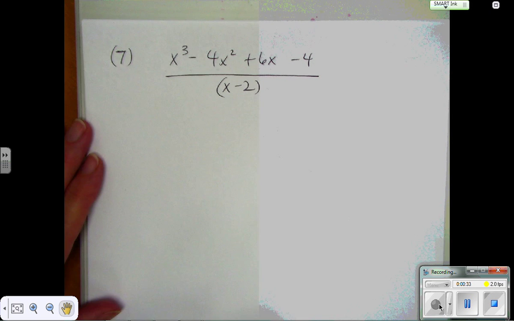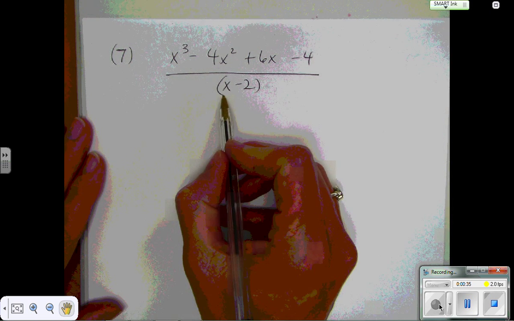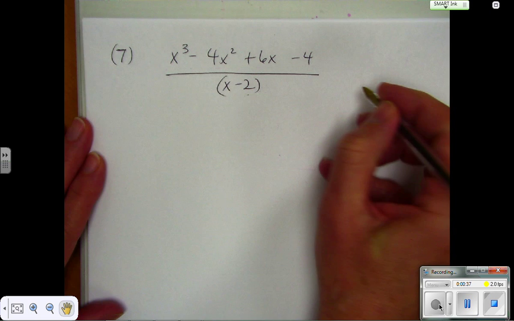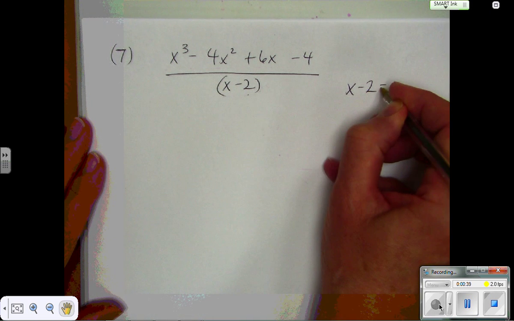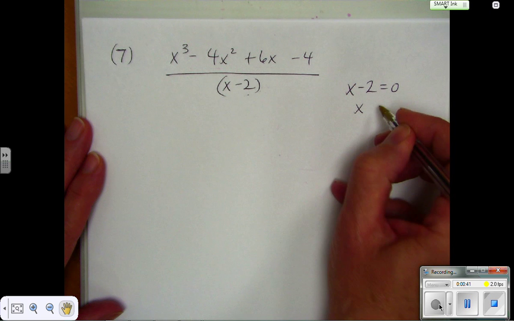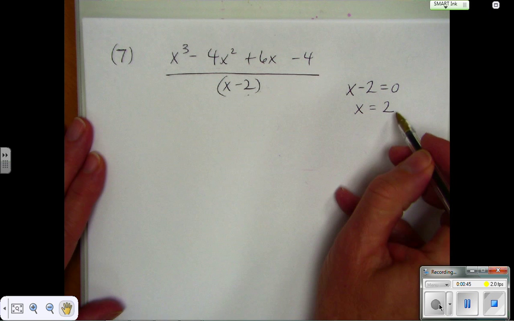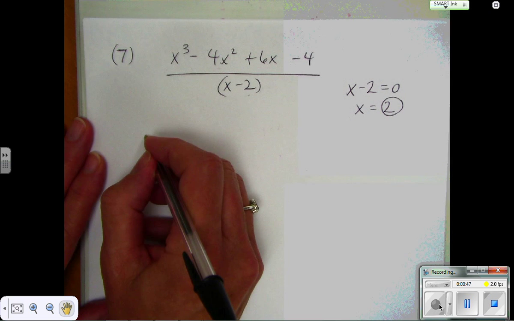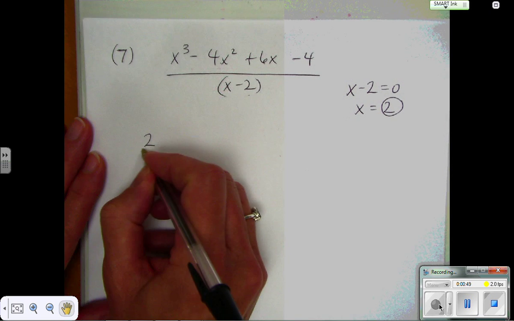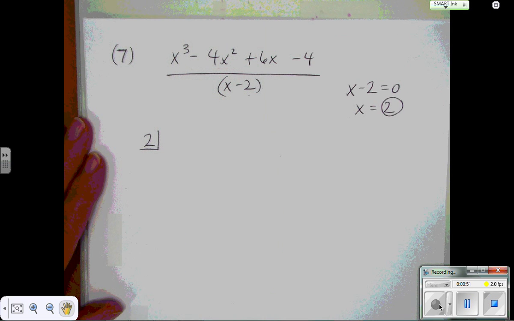So the first thing you want to do is take your denominator, what you're dividing by, and set it equal to 0 and solve for x. So in this case, x equals 2. Okay, so I'm going to take this value, 2, and write it over to the left and put a half a box around it. Now this is just the setup of the problem. I'm just showing you how to set it up to work the problem right now.